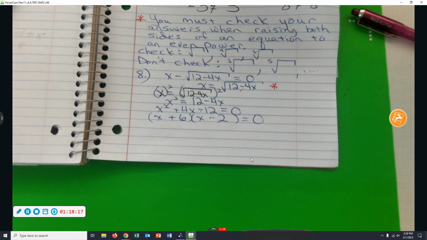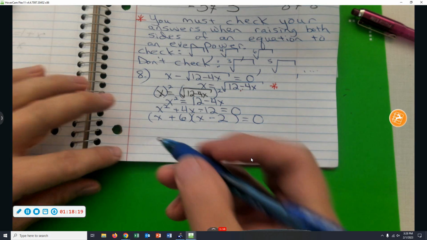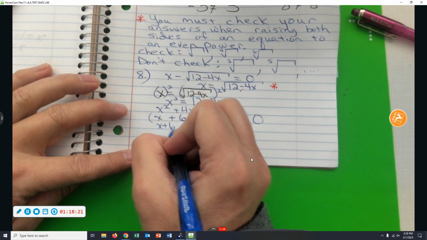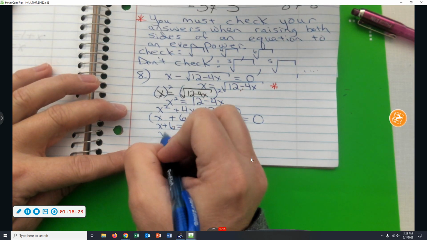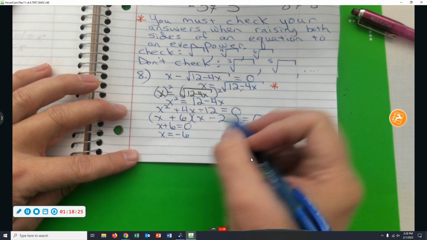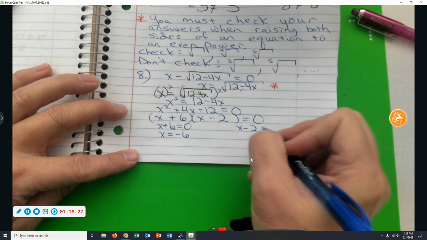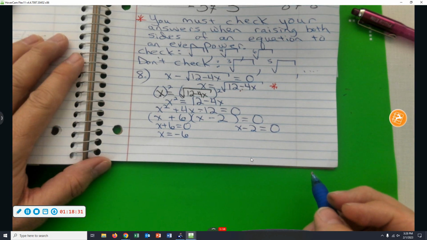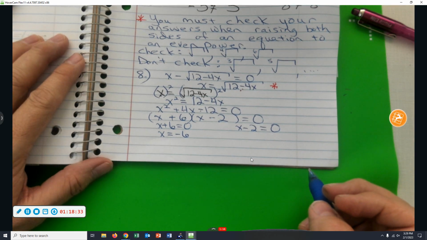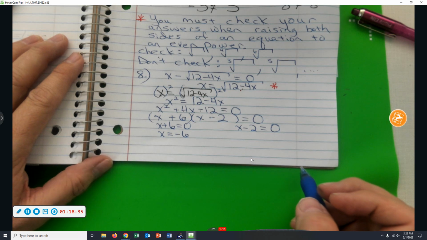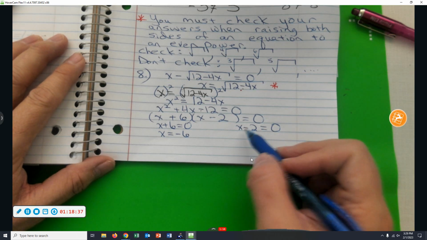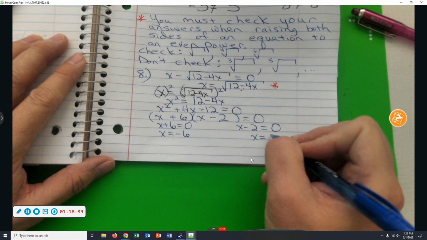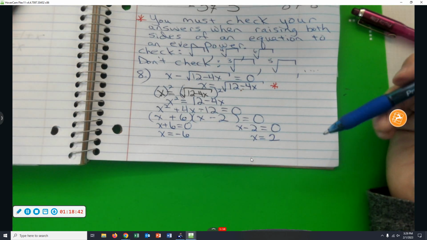Yes. Set each factor equal to 0 to give us x equals negative 6, or x equals positive 2.